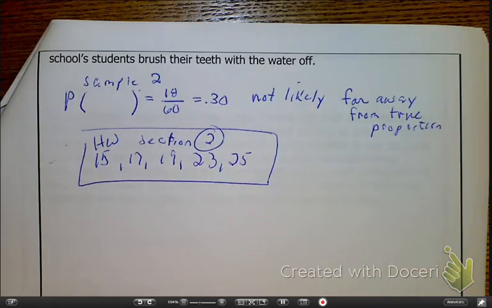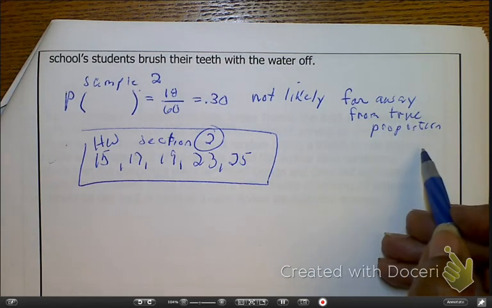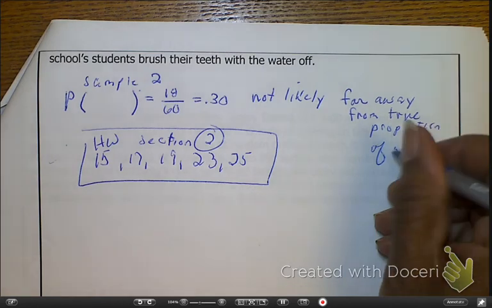Okay, so as I center this: not likely, far away from the true proportion of 50%.